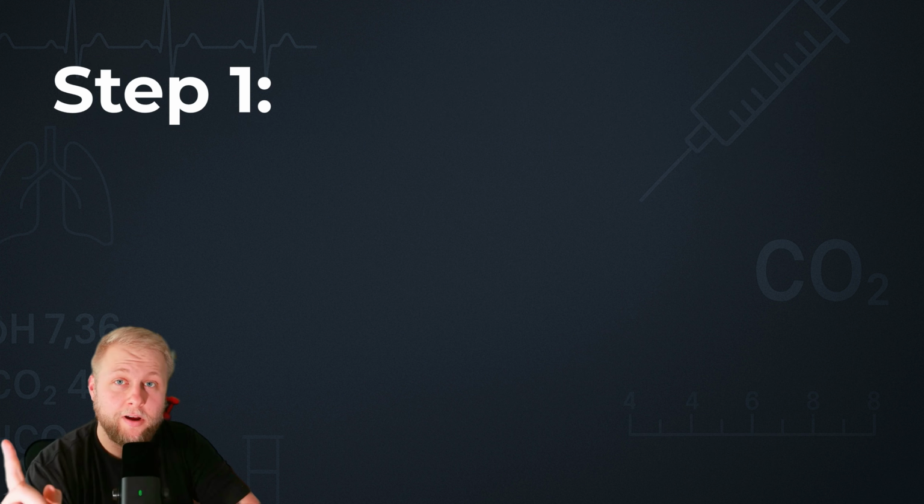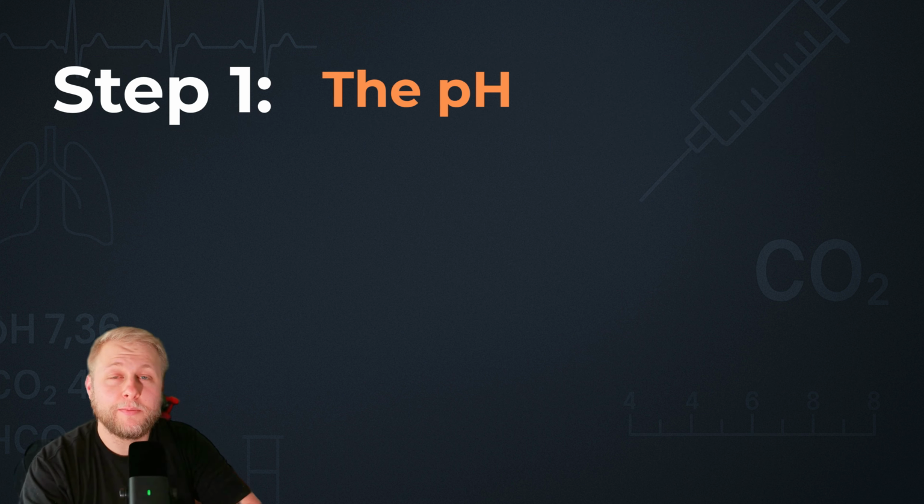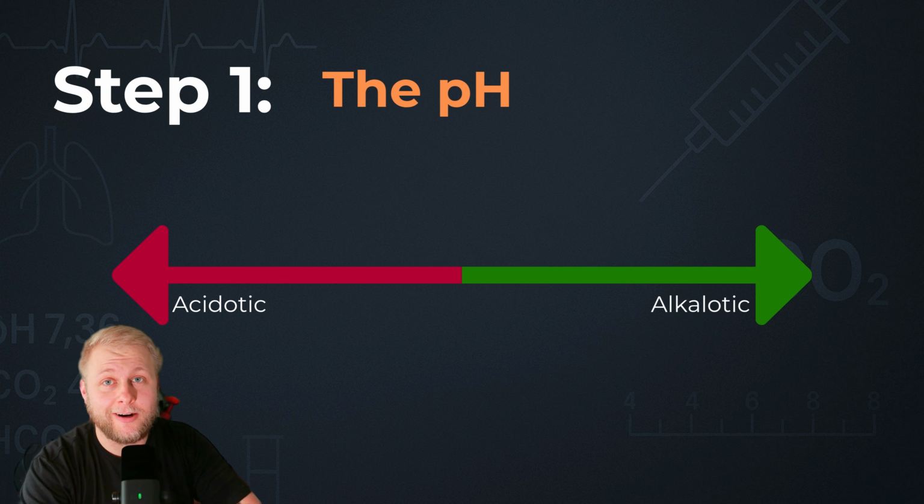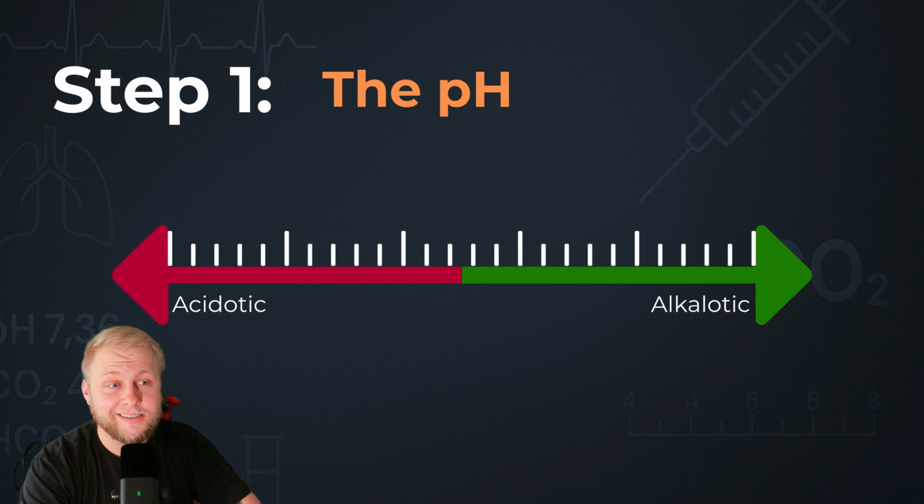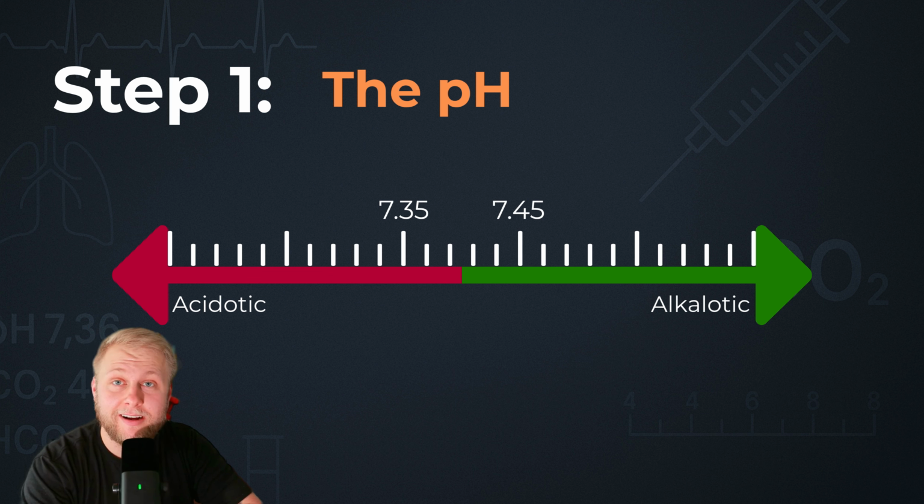All right. Step one, we're going to look at the pH. Now, what the pH tells us is if it's either acidotic or alkalotic. Once you know what the pH is, you've already solved 90% of the problem. All right, let's take a look. Our normal range, 7.35, 7.45. That's it. That's all you need to know if it's acidotic or alkalotic.